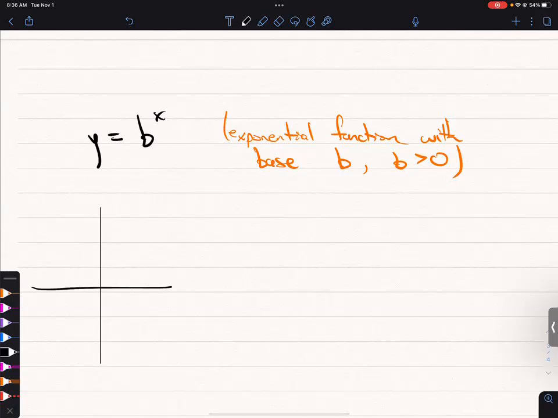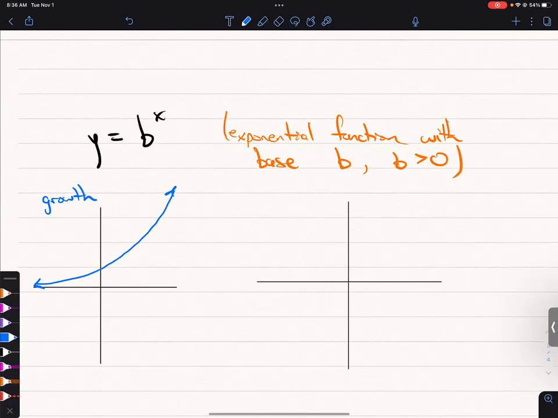Everything kind of falls into two categories. Either we have something that's growing over time, or we have something that's decaying over time. But in either case, domain, range, intercepts, asymptote, the way it behaves, all that kind of stuff is the same. It's just a question of, is it increasing or is it decreasing?